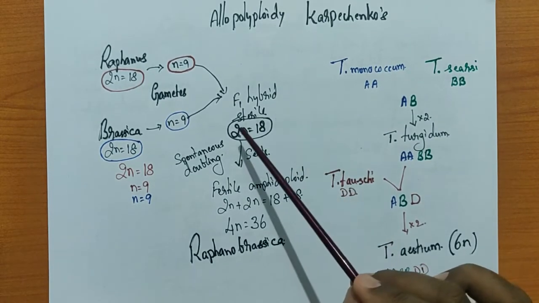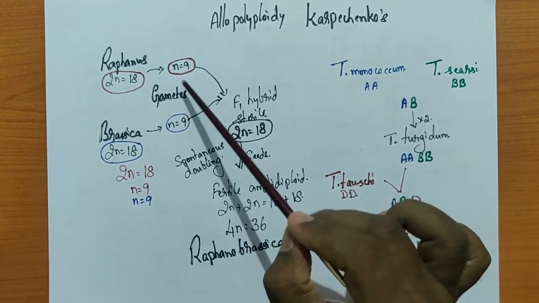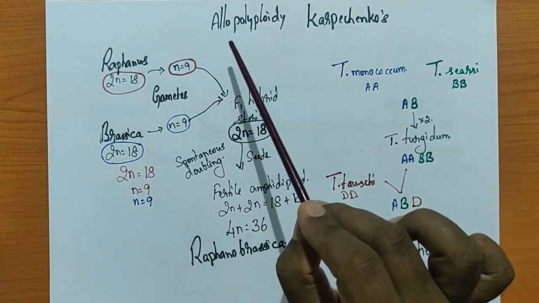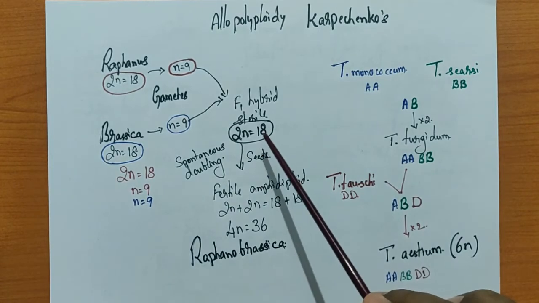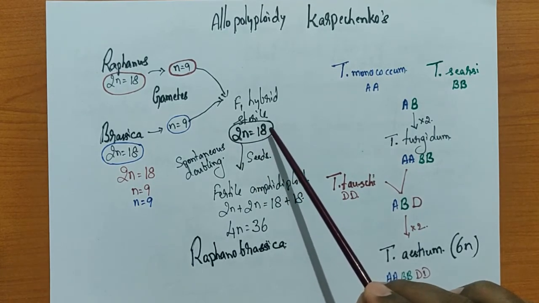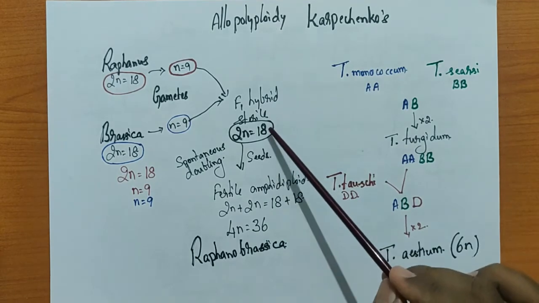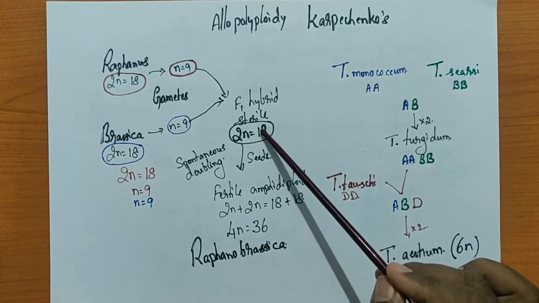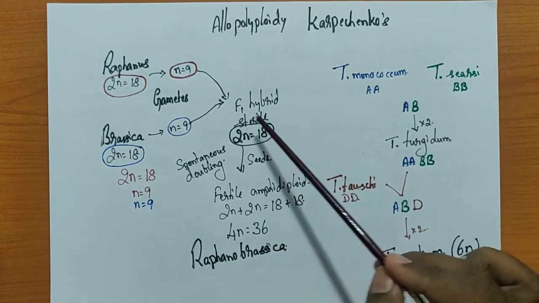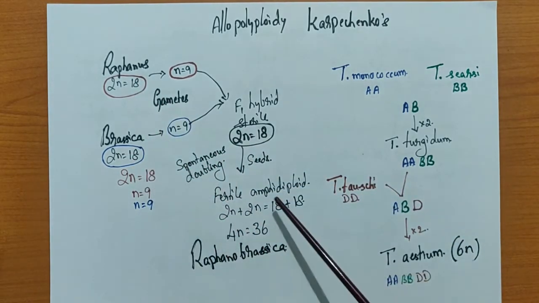So what happens is that this n and this n become a 2n, but even though there is a 2n, homologous pairing is not possible. Now this 2n, because of allopolyploidy, all of a sudden becomes 4n. So now we have the 18 chromosomes, 9 from Raphanus and 9 from Brassica. Now this 18, because of allo doubling, becomes 4n. So now we have 18 plus 18, so 4n is 36. Once we have 36 chromosomes, this 9 is doubled and this 9 is doubled. So now we have 18 of Raphanus and 18 of Brassica.